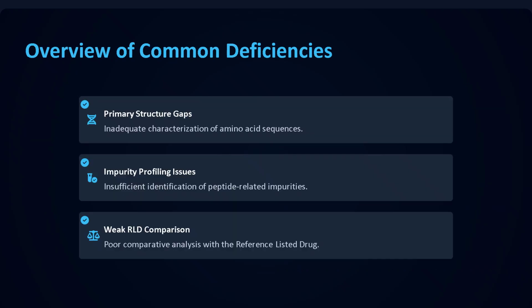During ANDA review, regulators frequently identify certain recurring deficiencies in peptide sameness studies. One common issue is incomplete characterization of the primary structure, where the amino acid sequence is not fully confirmed. Another major concern is insufficient impurity profiling, especially when peptide-related impurities are detected but not fully identified. Finally, many submissions show weak comparative analysis with the reference-listed drug, making it difficult to confirm true product similarity.